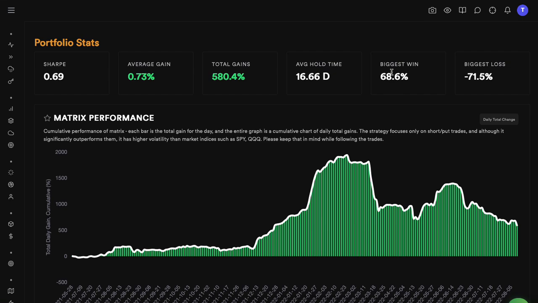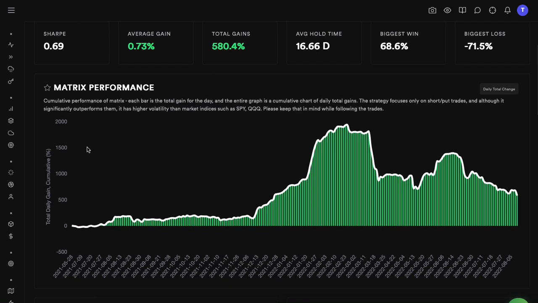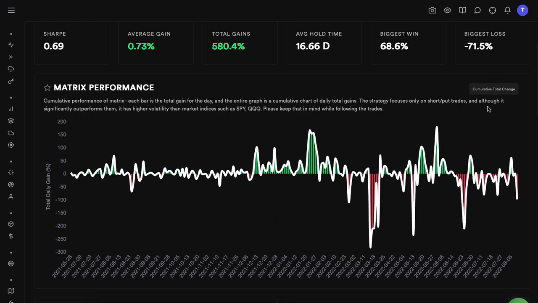Then we have the average hold time, the biggest win, and the biggest loss. So this is the performance, cumulative performance. If you just want to look at the daily total change, you can see we had a couple of really bad days. We were very consistent early 2022, late 2021.